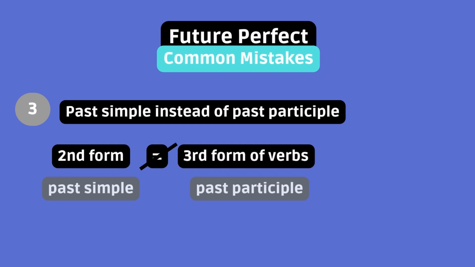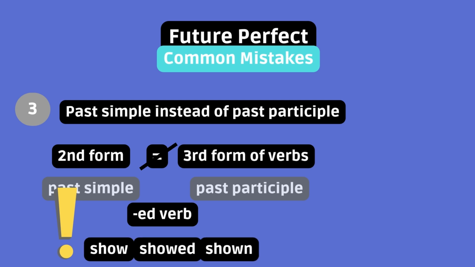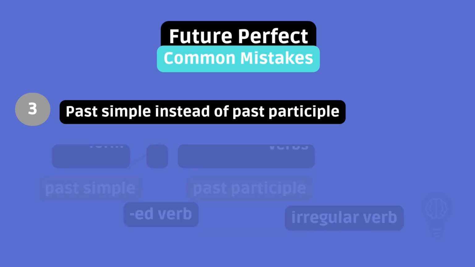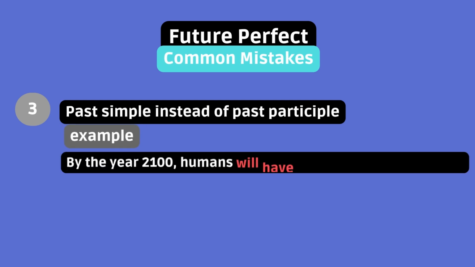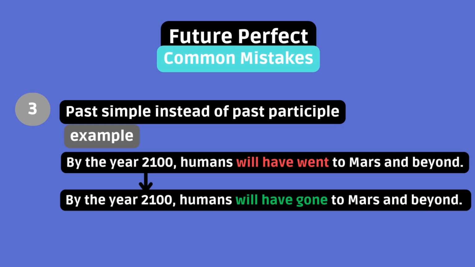If you're dealing with a regular verb, ed ending, you can't be wrong, since second and third forms are the same, except show, showed, shown. But irregular verbs have to be memorized, or you're going to have a bad time. Example: by the year 2100, humans will have went to Mars and beyond. Should be, by the year 2100, humans will have gone to Mars and beyond.